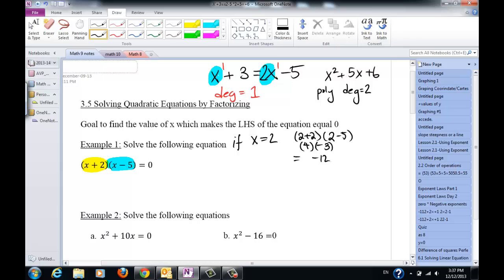So in our question, we're not asking for negative 12. I want to know what values of x work such that I get the left-hand side to equal 0. Well, that means that either this whole piece must equal 0, because 0 multiplied by some number is equal to 0, or the blue piece would have to equal 0, and I'd have some number for the yellow multiplied by 0 is equal to 0.